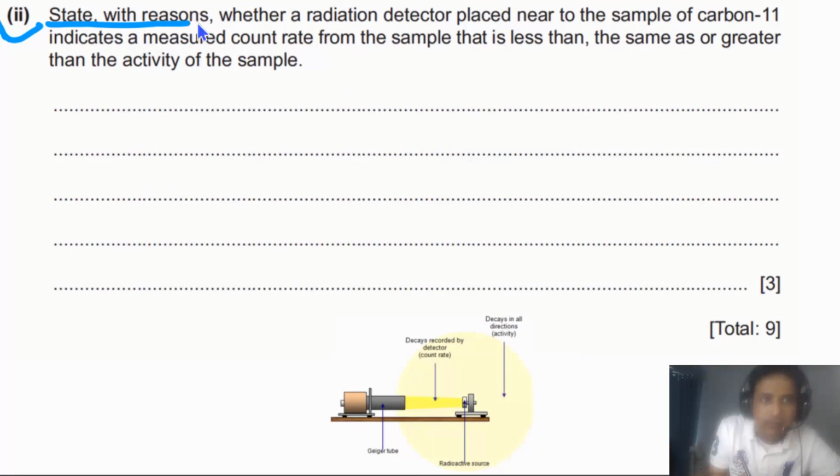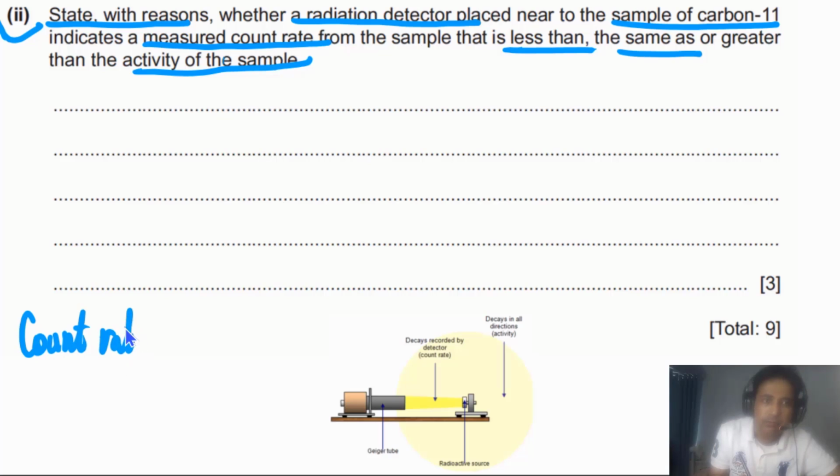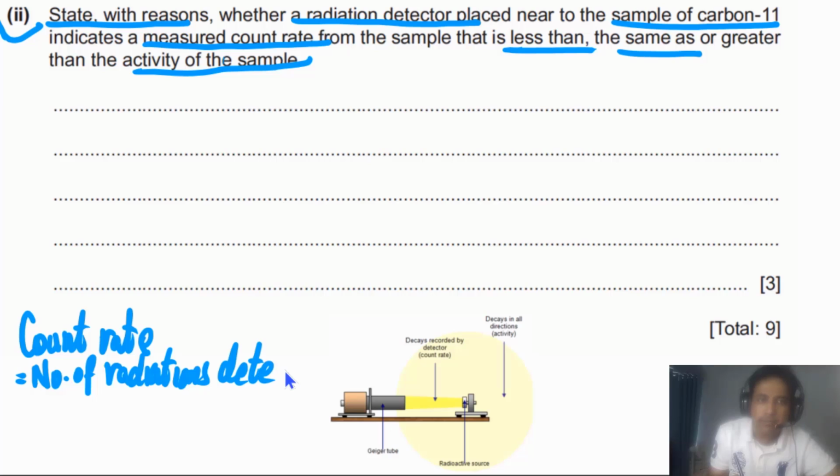Second part says, state with reasons whether a radiation detector placed near to the sample of carbon-11 indicates a measured count rate from the sample that is less than, the same as, or greater than the activity of the sample. First of all, we need to understand the difference between count rate and activity. Count rate simply is the number of radiations detected by the detector per unit time.